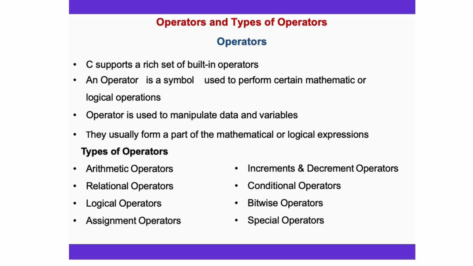An operator is a symbol that is used to perform certain mathematical or logical operations. As we know, C supports a rich set of built-in operators. Operators are used to manipulate data and variables. They usually form a part of mathematical or logical expressions. We can classify the types of operators as follows: arithmetic operators, relational operators, logical operators, assignment operators, increment and decrement operators, conditional operators, bitwise operators, and special operators.